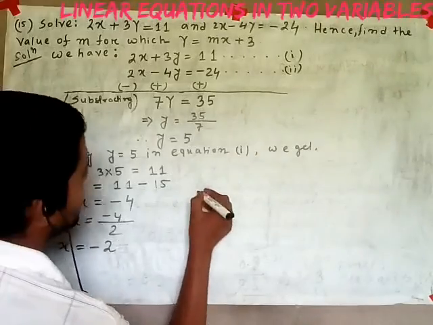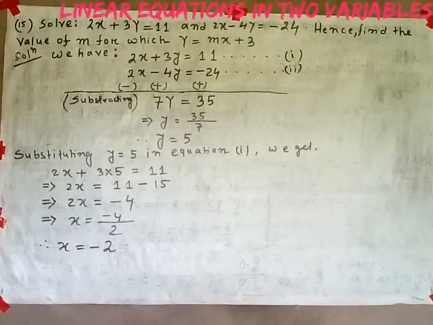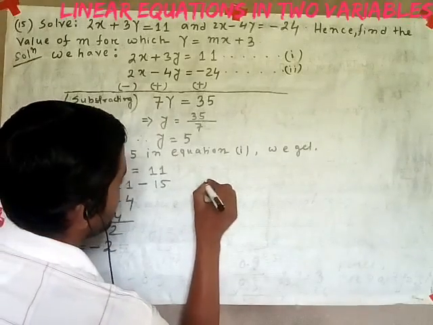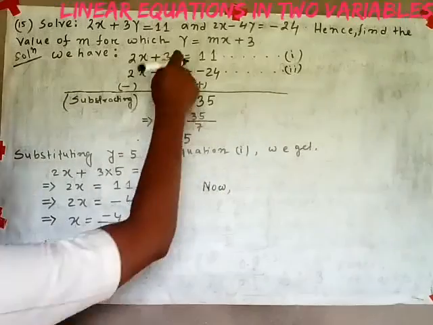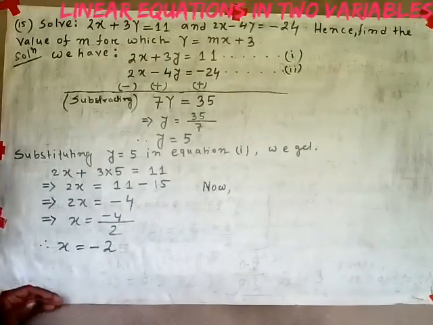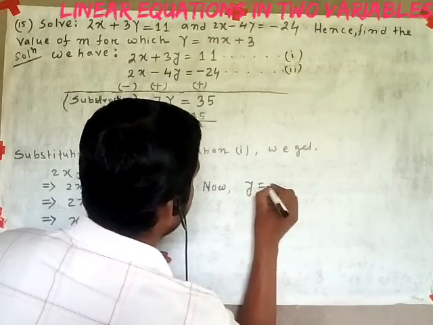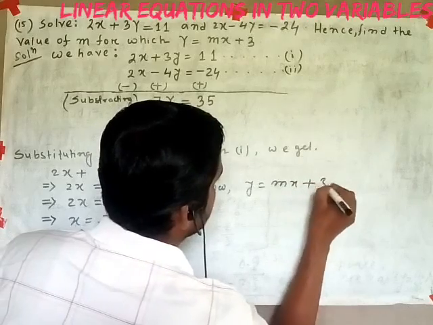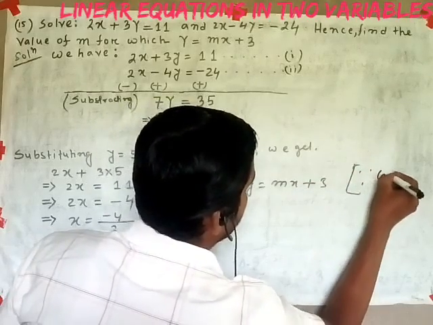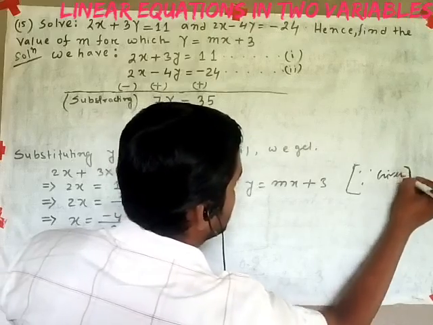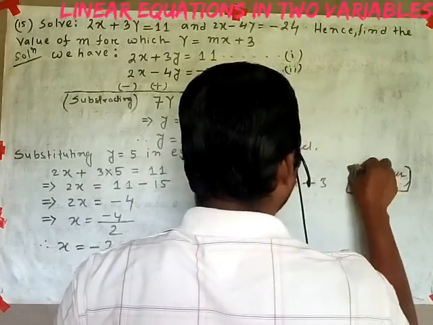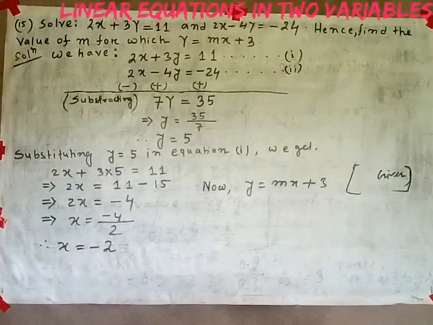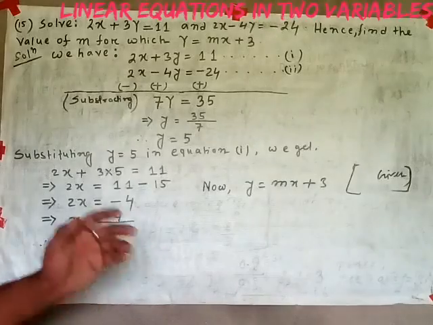So we can write down in your answer copy. What is given? Try to write down. This is the given part: y equal to mx plus 3. We can write here, given y equal to mx plus 3.